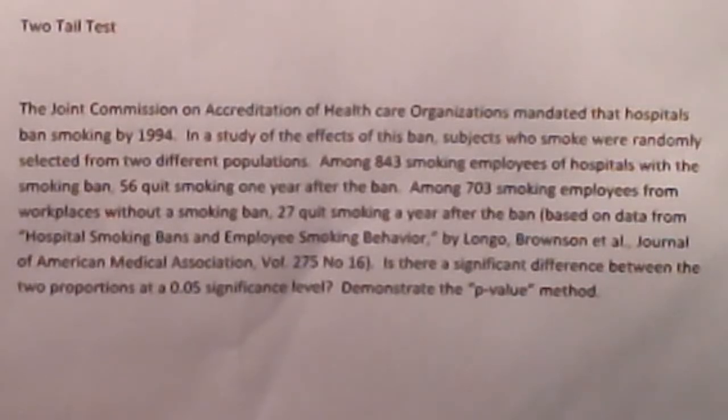Welcome back, everybody. I'm going to show you a couple more examples of hypothesis testing involving two population proportions. And of course, these examples will involve only the p-value method, not showing all 5 steps of the critical value method. Here's how the first one reads.